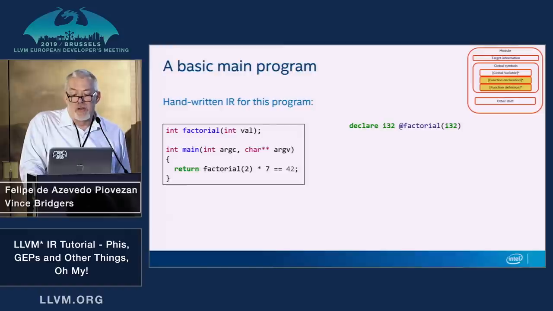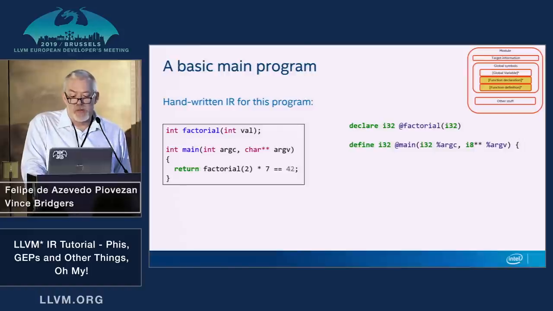So how does this look in IR? First, there's a function declaration for factorial. You can see that there is a declare statement here, which declares that this is a function declaration. There are 32-bit integer definitions that we call I32 in the IR, and there is the function name factorial. Then we have the main definition. There's a define statement that says this is a main function definition. There is an I32 argc and an I8 double star argv.